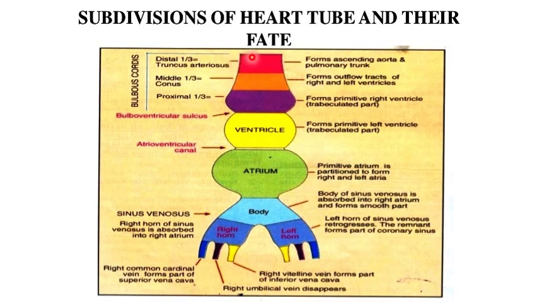And then the distal 1/3 of the bulbus cordis is called the truncus arteriosus, which will give rise to the formation of the ascending aorta and the pulmonary trunk. The second dilatation of the circulation is the primitive ventricle. So this bulbus cordis and the primitive ventricle are separated by the bulboventricular sulcus, which is the first constriction to appear. This primitive ventricle forms totally the primitive left ventricle.